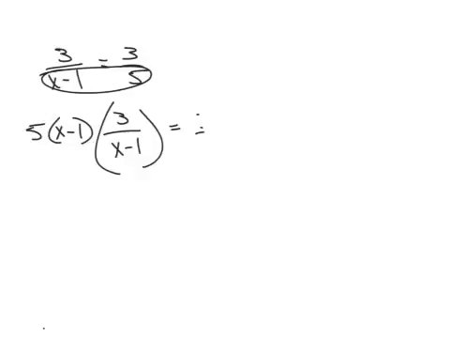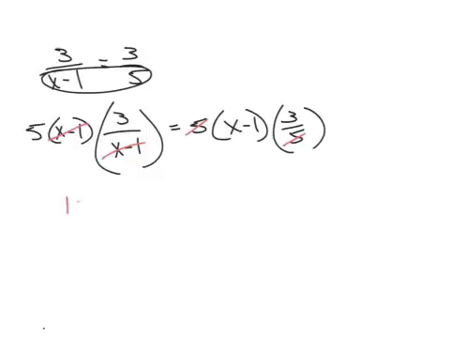Whoops, let's put this all in the right order. 5 times x minus 1 times 3 over 5. Okay? And look what I can do here. I can cancel that with that, and that 5 with that. And what happened? I got rid of the denominators. I have 5 times 3 is 15, and 3 times x minus 1.